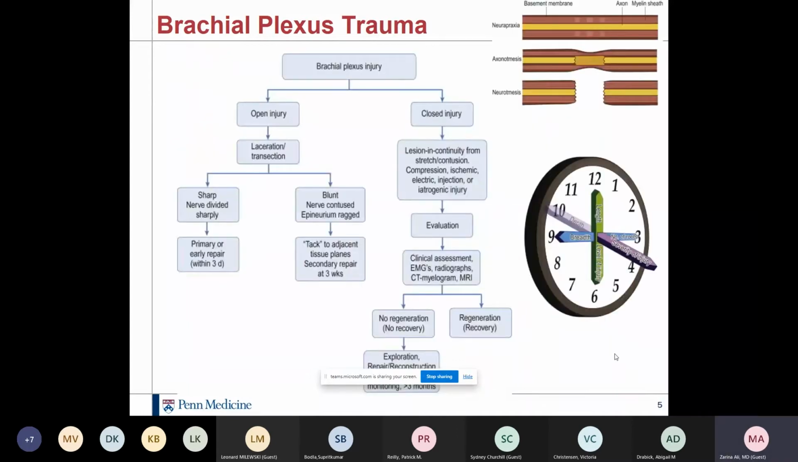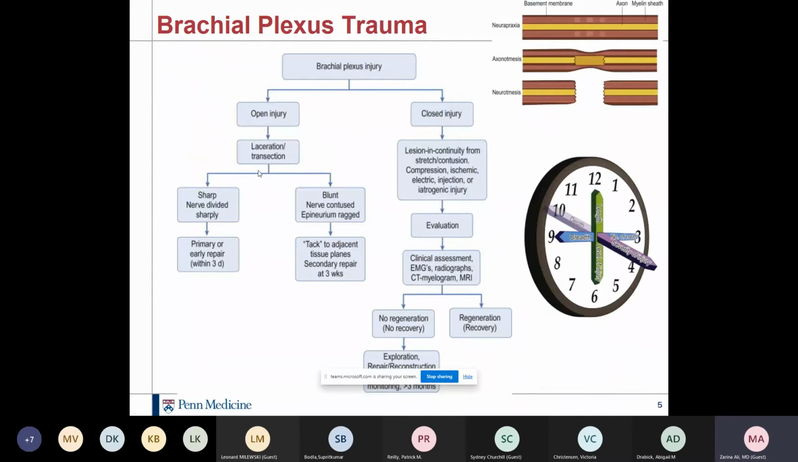When we think about the trauma that a patient may have due to brachial plexus injury, compartmentalizing these types of injuries as open versus closed helps us determine what we're going to do for treatment, because it very much varies. When we think about an open injury, we think about a laceration or a transection of any of the neural elements within the brachial plexus. And these are treated differently based on how that laceration occurs.